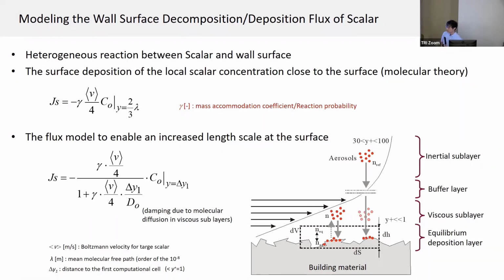In order to apply this model to the CFD grid, with the first grid point in the viscous sublayer, we usually use this type of damping function of the molecular diffusivity in this flux model. But here I have one question.